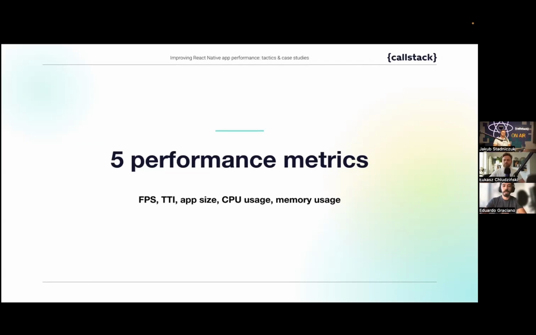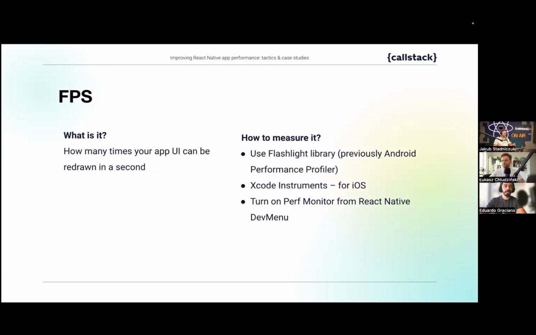So firstly, we have FPS, which stands for frames per second. Imagine your app's UI as a movie, where each frame contributes to the overall visual experience. The higher the number of FPS, the better. So we aim for a minimum of 60 FPS to ensure smooth animations and transitions. When the FPS falls below that threshold, frames may be dropped, resulting in a discontinuous viewing experience. It's similar to missing a scene in a movie.